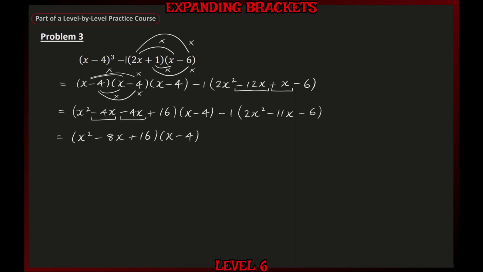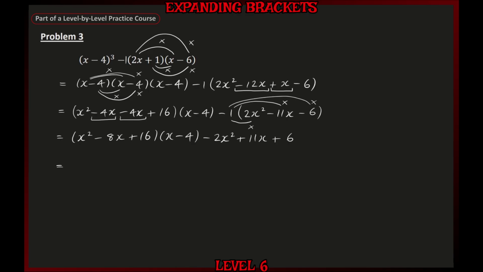Now that the final bracket is simplified, we can expand by multiplying everything in it by minus 1. So we have minus 1 multiplied by 2x squared, which is minus 2x squared. Minus 1 multiplied by minus 11x, multiplying together two negatives, so we get plus, and 1 times 11x is 11x. And finally, minus 1 multiplied by minus 6 is plus 6.